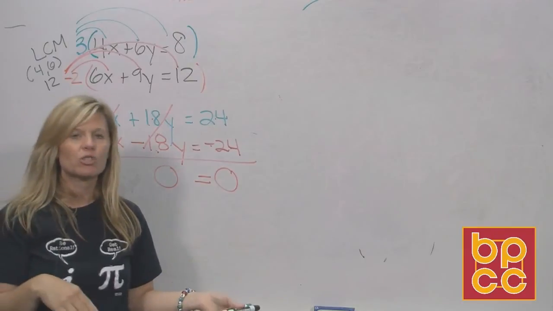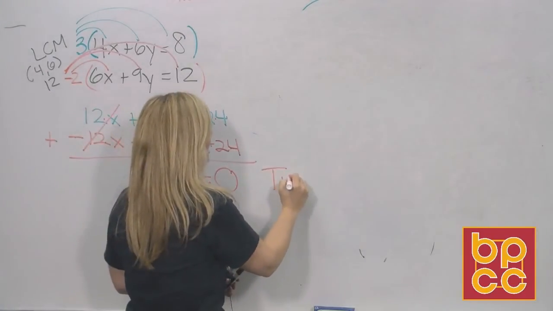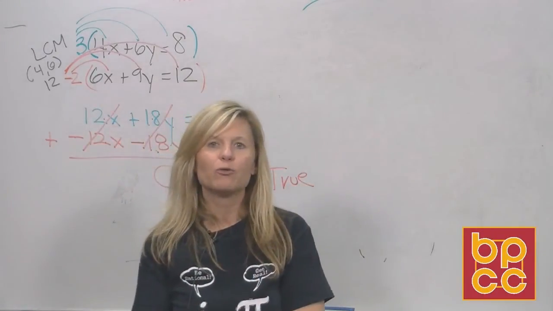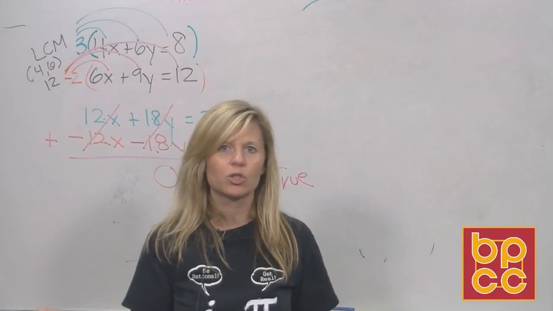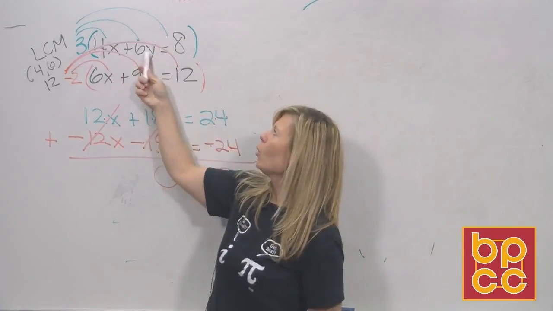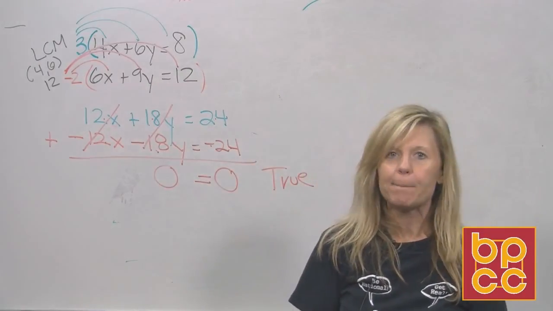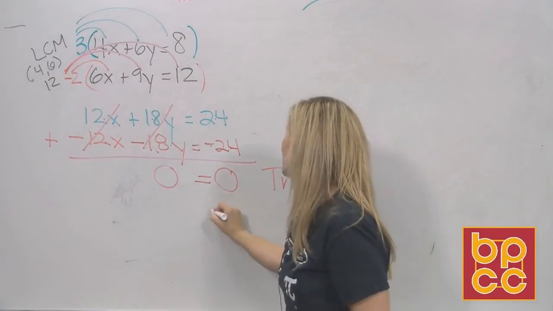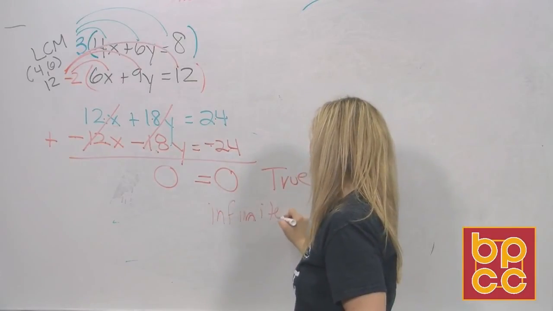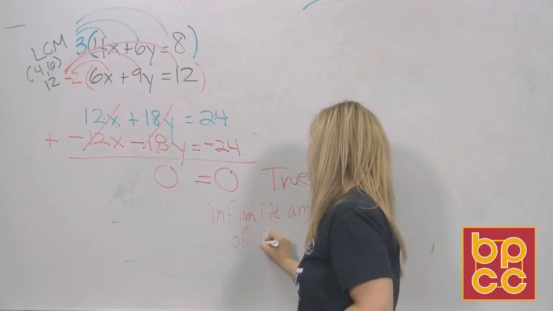Is that a true statement or a false statement? That is true. So think about it. A minute ago, false meant there was no solution. True means there's not one ordered pair, one point these have in common. There are many points. So we would say true means there are an infinite amount of solutions.